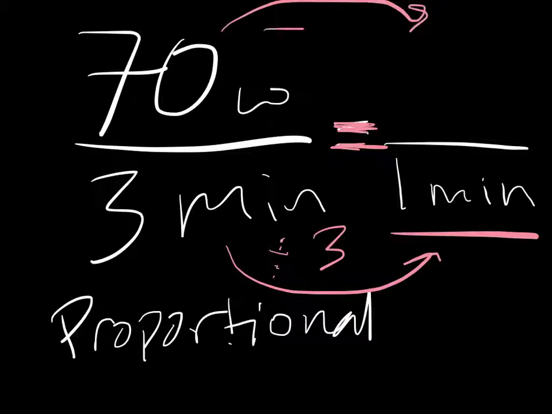Therefore, I'm going to take 70 divided by 3. That's going to give me an answer of 23.3 repeating words every single minute.